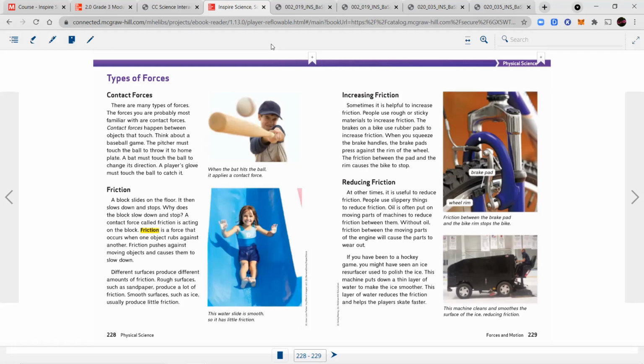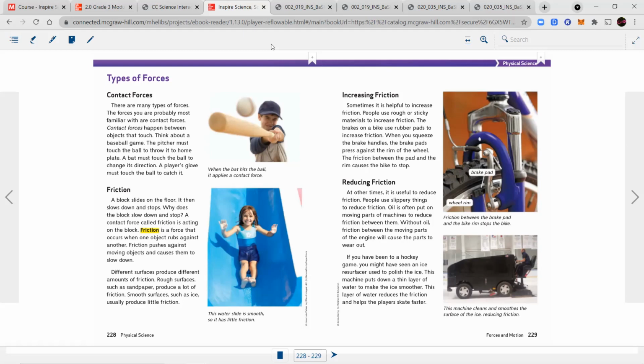Next, we're going to read about friction. A block slides on the floor, then it slows down and stops. Why does the block slow down and stop? A contact force called friction is acting on the block. Friction is the force that occurs when one object rubs against another. Friction pushes against the moving object and causes them to slow down. Different surfaces produce different amounts of friction. Rough surfaces, such as sandpaper, produce a lot of friction. Smooth surfaces, such as ice, usually produce little friction. The water slide is smooth, so it has little friction.